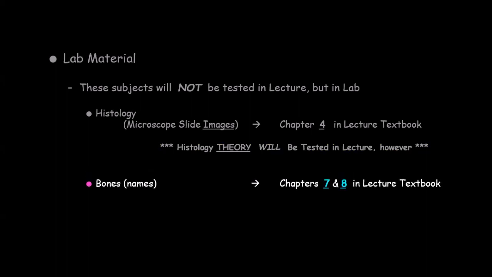Bones, the actual names of the bones, like the femur, the humerus, and the parts of them, that's going to be found in lab, the actual names. But the theory of how bone forms, the physiology more or less, is going to be in lecture, okay? And it's also the same for muscle names, like you have the biceps and what's the action of the biceps. That's actually going to be taught and assessed in lab, not lecture.